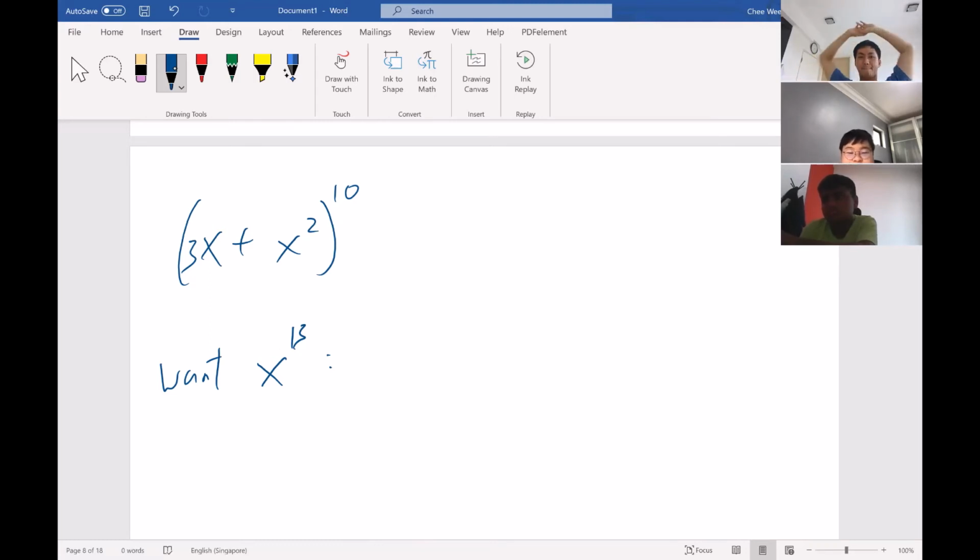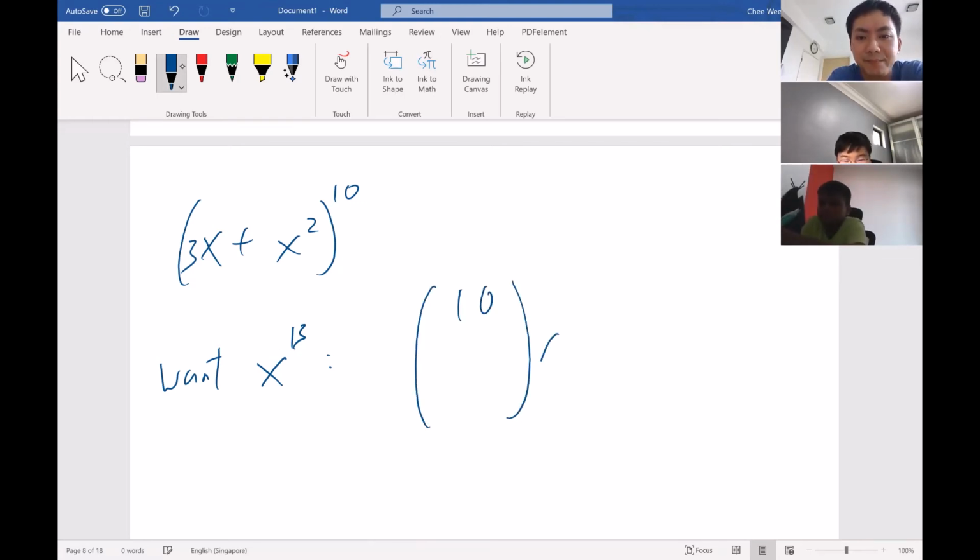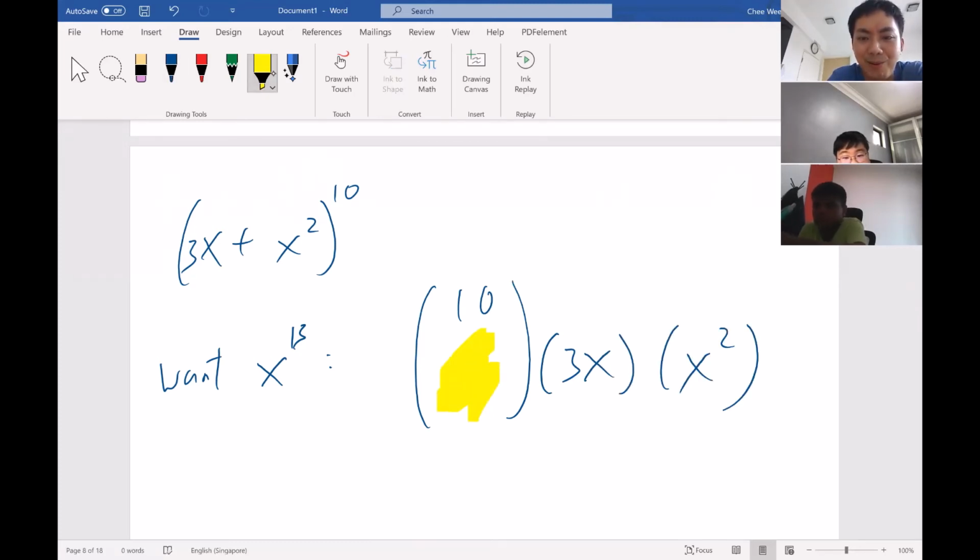So you put 10 choose something first in the first bracket. And then the second bracket is like 3x. The other bracket is x squared. Okay, so there's one yellow box here, one yellow box here, and one yellow box here.